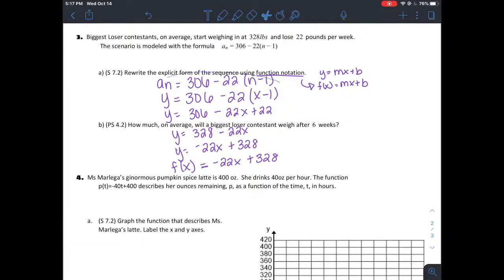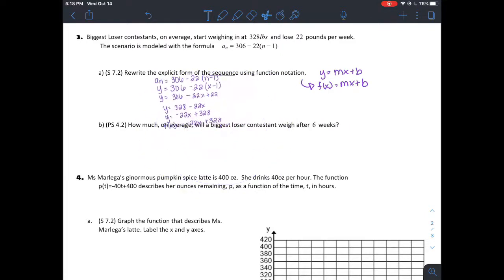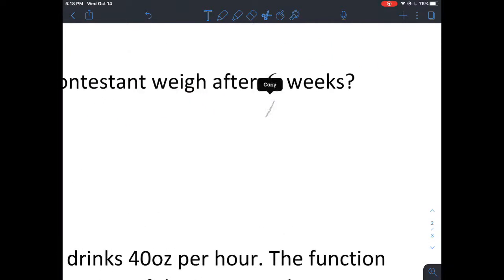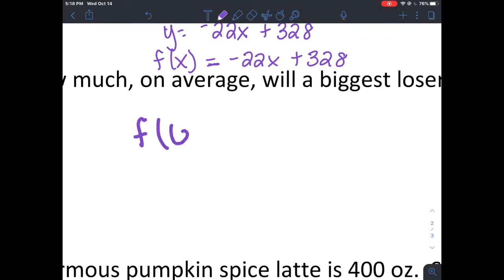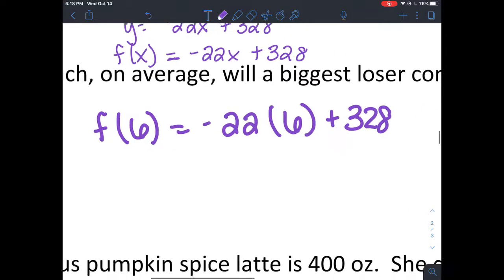And I accidentally went into the other problem, so I'm just going to shrink this down so that it all fits. And that's all I needed to do. Part B, how much on average will a Biggest Loser contestant weigh after 6 weeks? So weeks is an x value, so when x equals 6, let's evaluate. So f of 6 equals negative 22 times 6 plus 328.